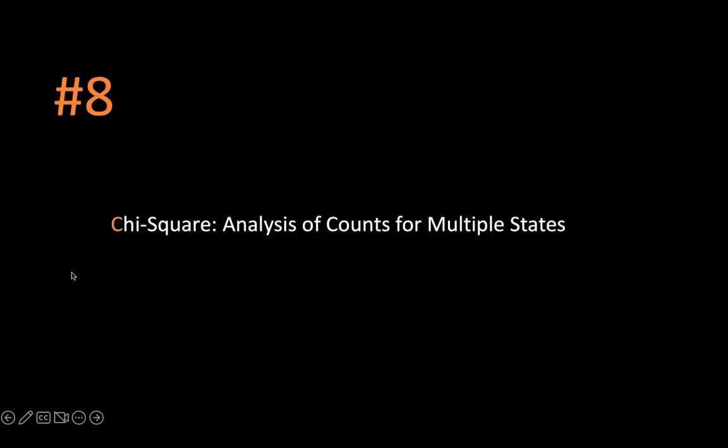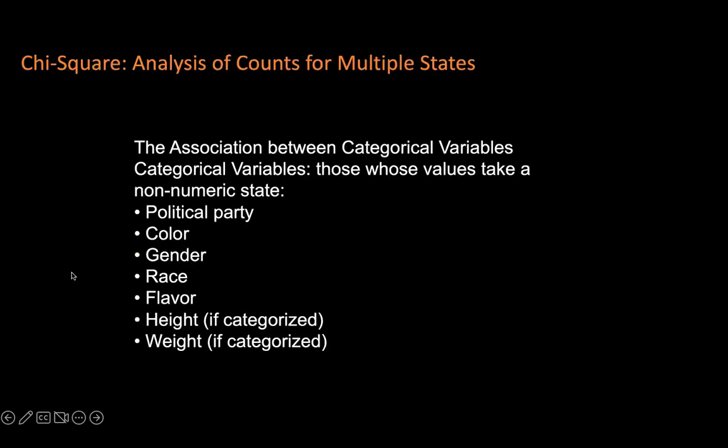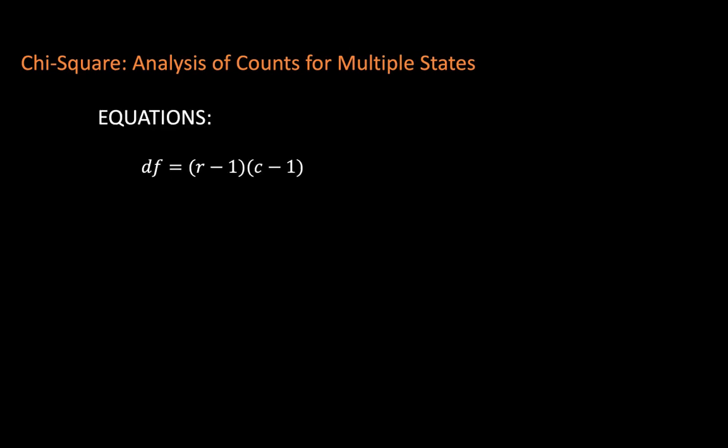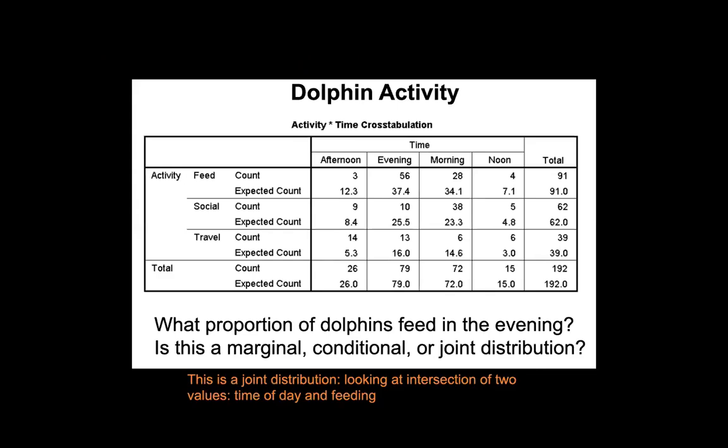So number 8, we'll be talking about chi-squared analysis of counts for multiple states. The association between categorical variables is the chi-squared. Categorical variables are those whose values take a non-numeric state, such as political party, color, gender, race, flavor, height if categorized, and weight if categorized. Some equations for chi-squared is that the degrees of freedom is equal to the number of rows minus 1 times the number of columns minus 1 in a data table.